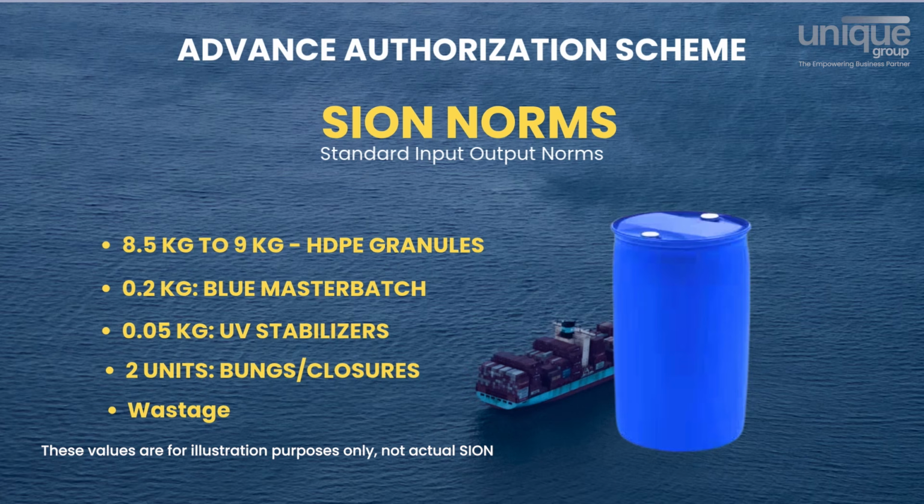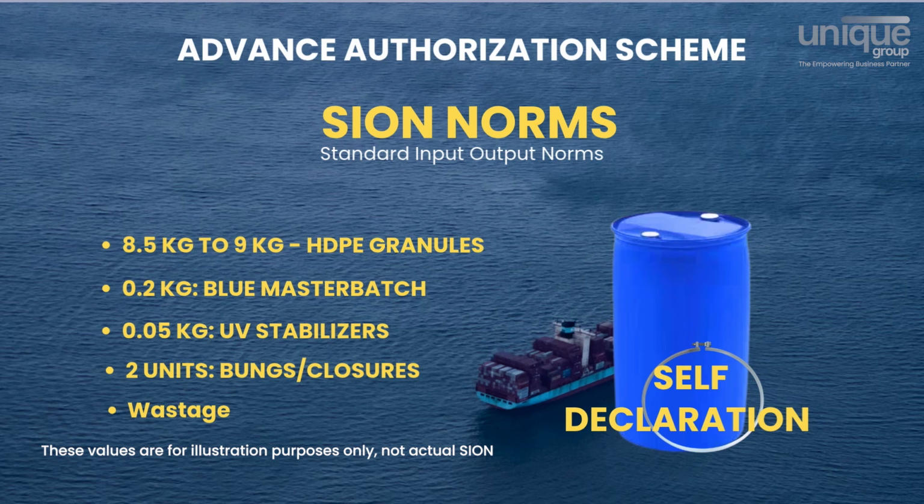But what if your drum has a unique specification or a special lining that isn't covered by standard norms? Don't worry, you can still apply on a self-declaration basis under Para 4.07. You get your license, start your production, and we help you fix the ad hoc norms with the government later.